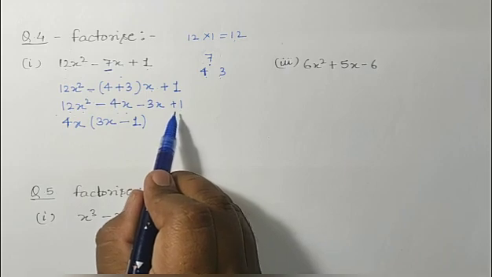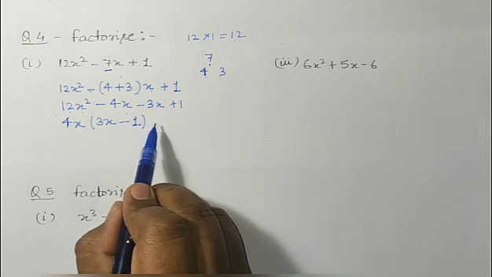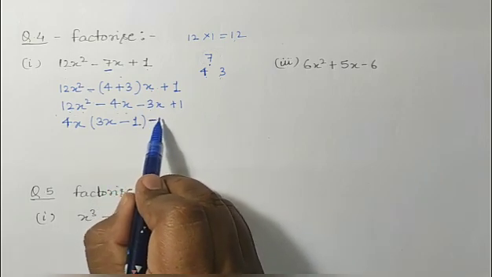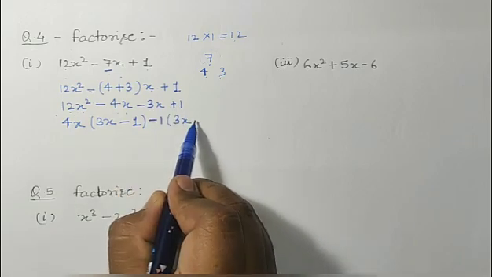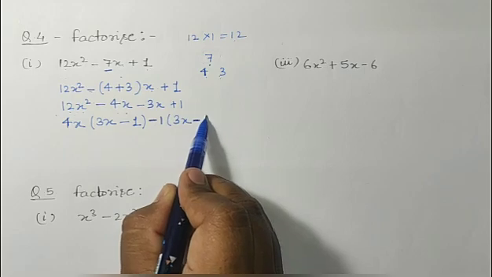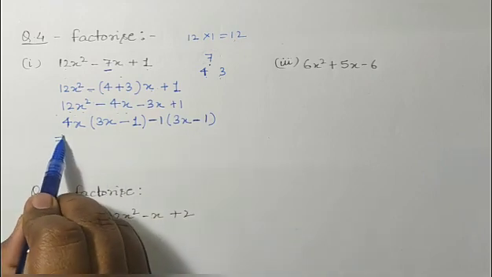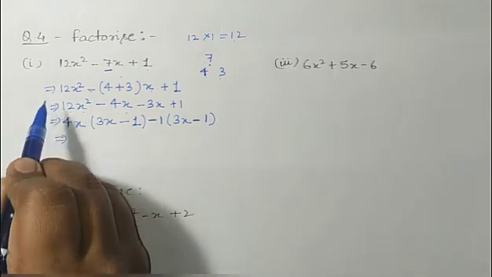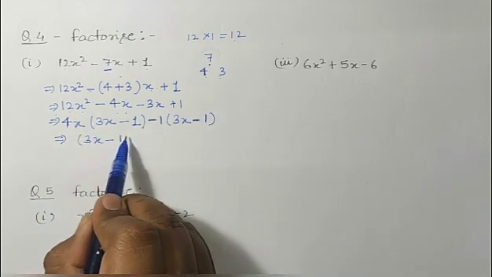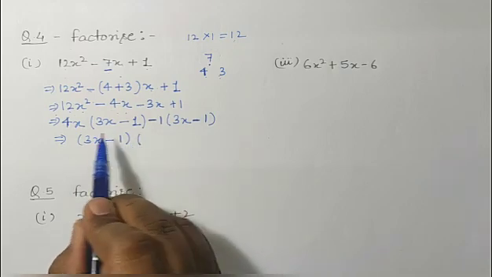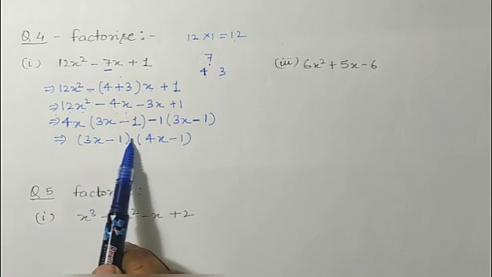Here in these two, now we will try to bring the same term. How can we do this? If we take common as -1, this negative will become positive, and this positive sign will become a negative sign. Now see, 3x minus 1, 3x minus 1, both are equal, so in the whole statement we can take 3x minus 1 as common. So what will be left? 4x minus 1. See, the last step should be in product form.